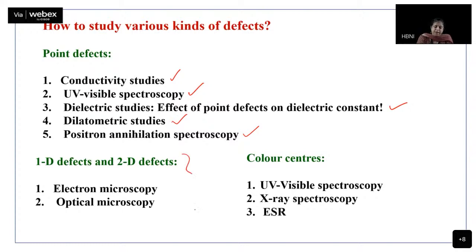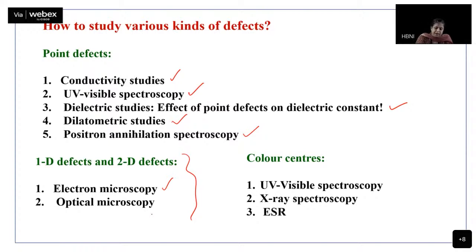Now 1D and 2D defects. They all have bigger dimensions, so they are easier to observe. And once something is easier to observe, you will simply use a camera, right? So in case of this material, we use electron microscopy. In my camera, my probe is light. In electron microscopy, my probe is electron.